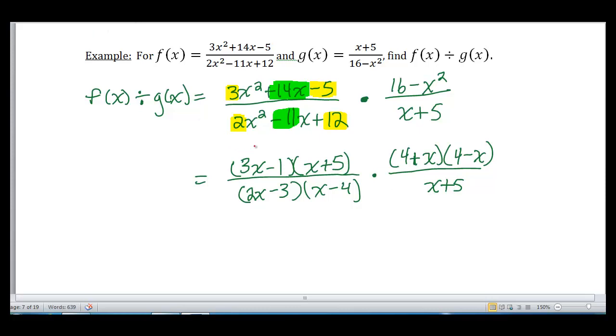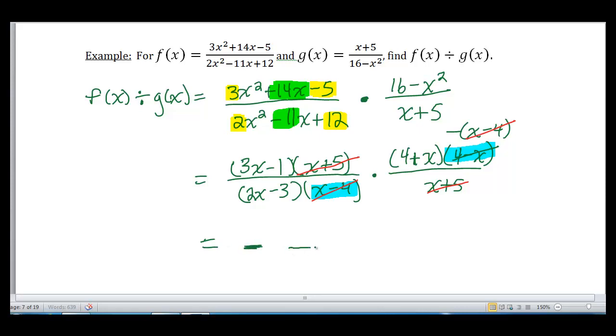So my goal is to cancel our common factors now. I have an x plus 5 here and an x plus 5 here. And if you look, we have some opposites here. And so what I'm going to do is factor the negative out of these opposites. So this is going to be a negative x minus 4. And now that I factored out that negative, I can cancel these two opposites here.